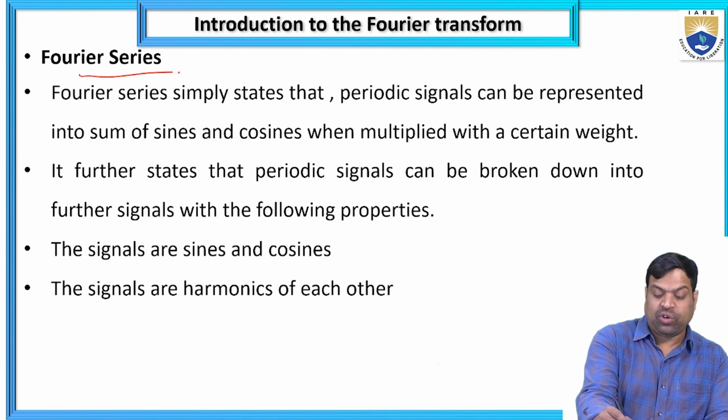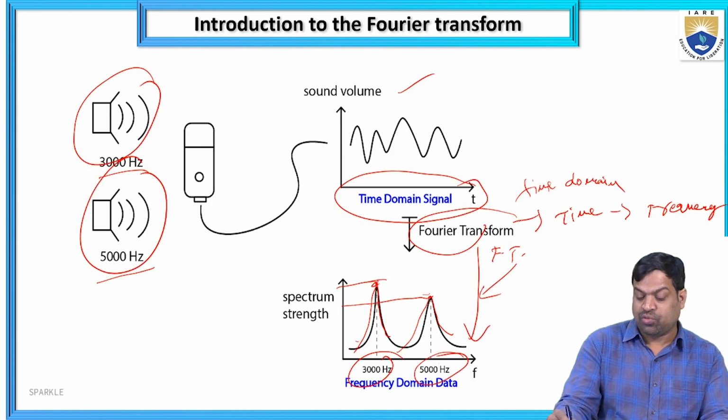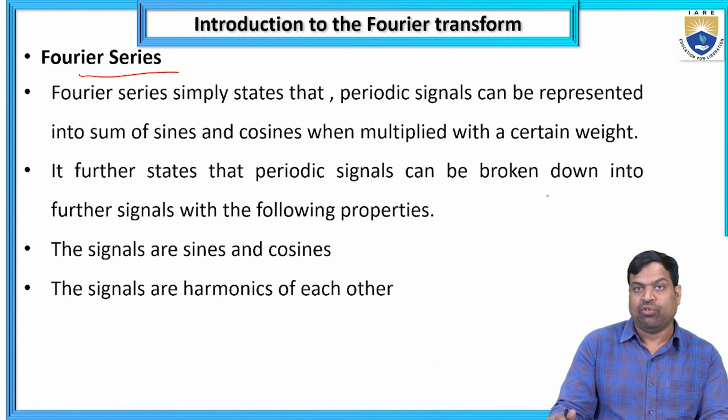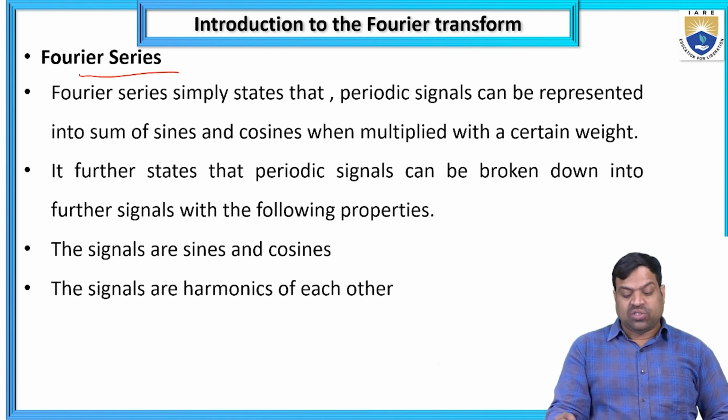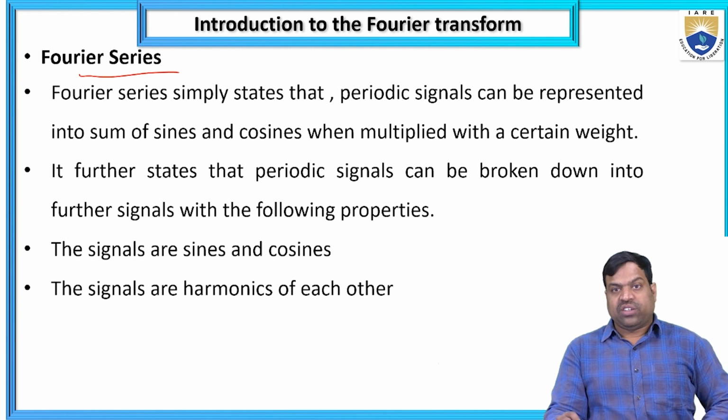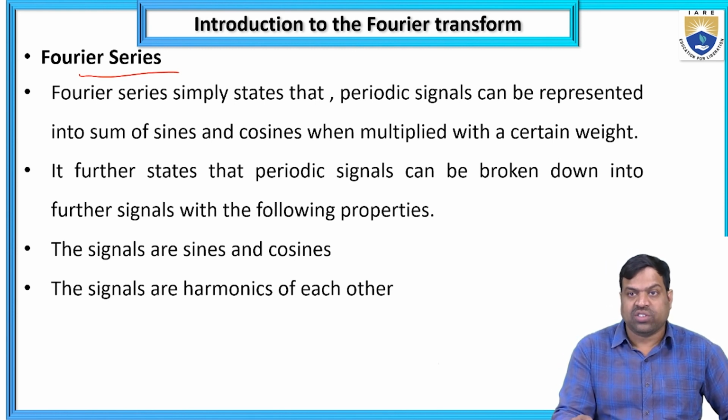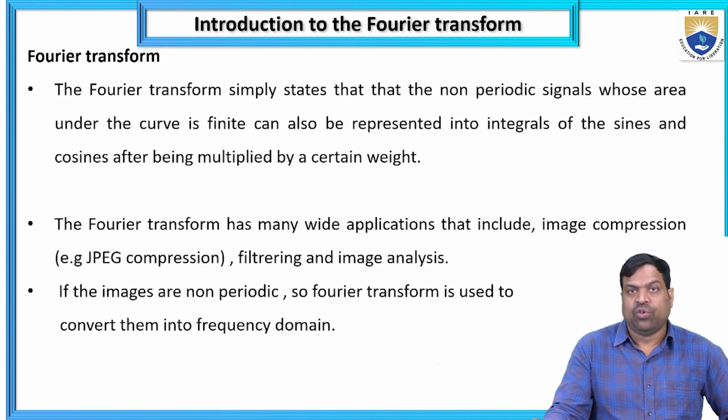So, what is the Fourier series? In the previous slide, we discussed Fourier transform. Now I am discussing Fourier series. It simply states that a periodic signal can be represented as a sum of sines and cosines when multiplied with a certain weight. It further states that periodic signals can be broken down into further signals with the following properties. The signals are sine and cosine. The signals are harmonics of each other. These are the Fourier series and Fourier transform.